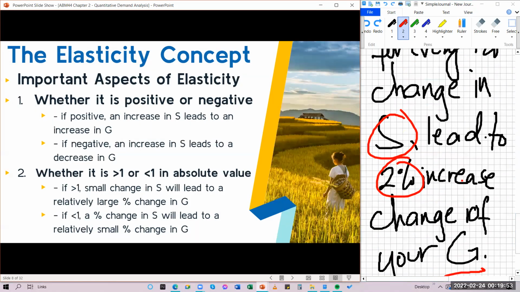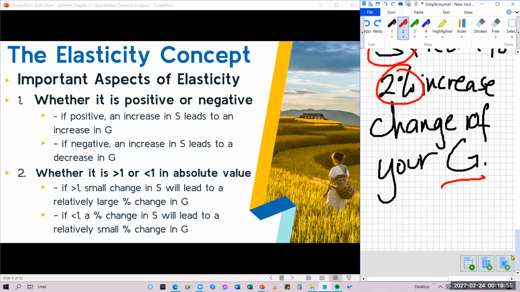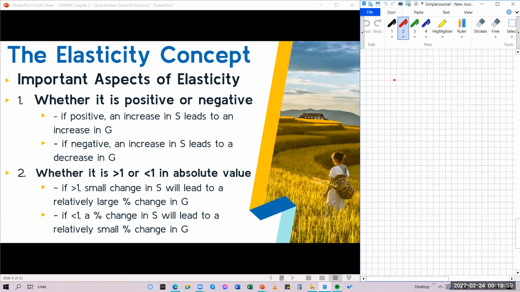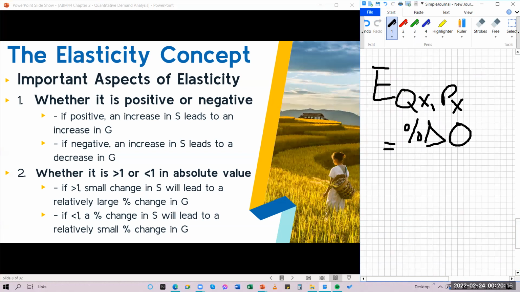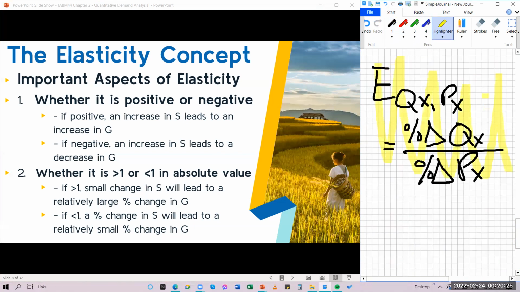So let's have another example, so you will have the general concept. As we all know, the equation for elasticity is E of QX and PX, its general equation, equals the percent change of QX, quantity demanded, over the percentage change in the PX. So that is the equation for elasticity.